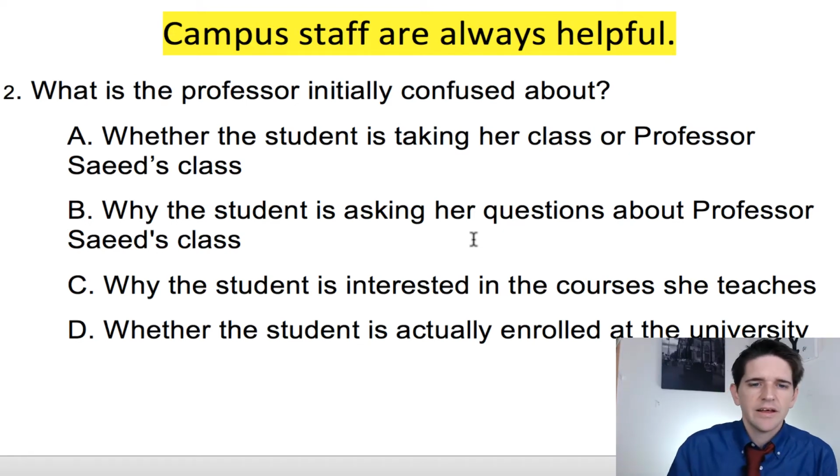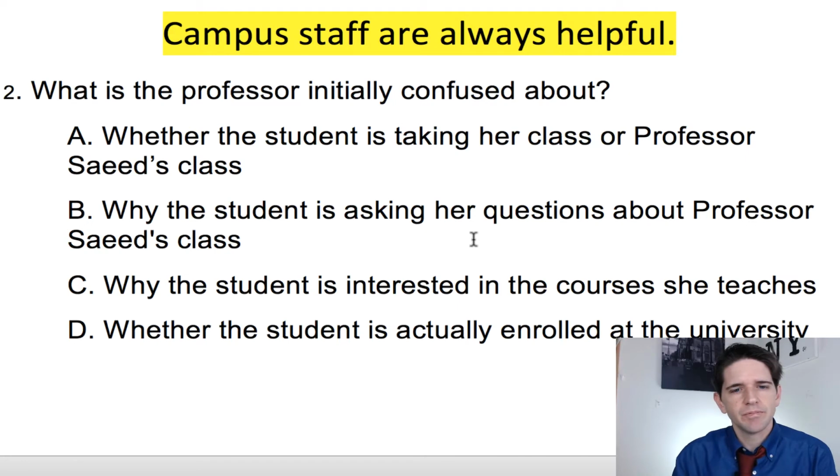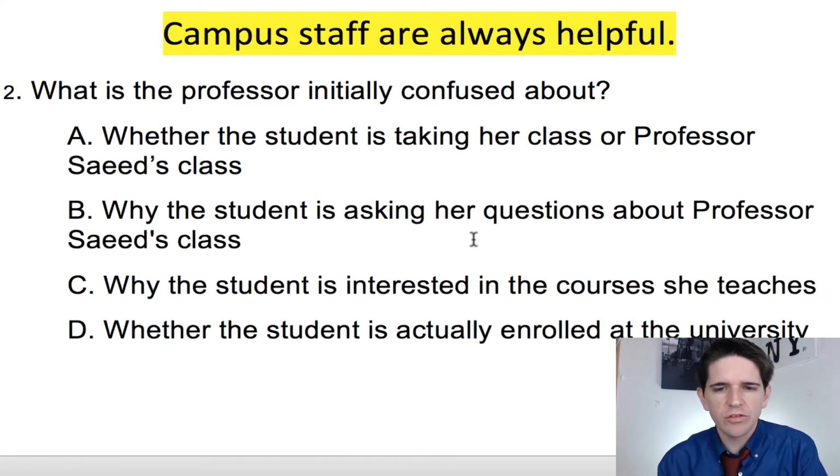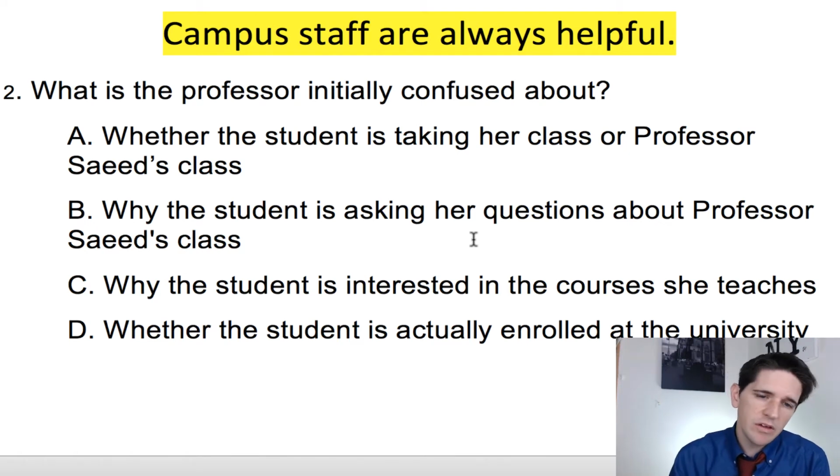Cut it. I have A or C. Why the student is interested or whether the student is taking her class, I really don't know. Maybe it could be A, that she's confused, or that she's interested. I don't know. Let's say A. Okay, I'll just pick A, and I'll move on to the next one.